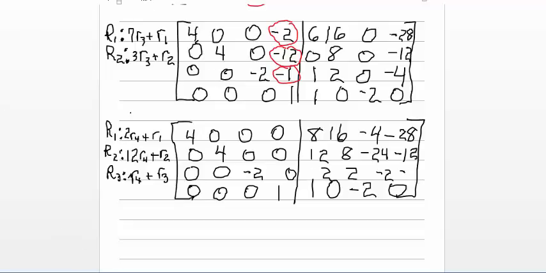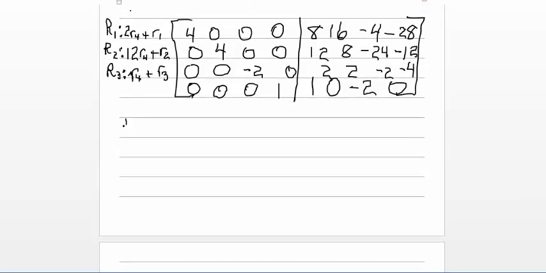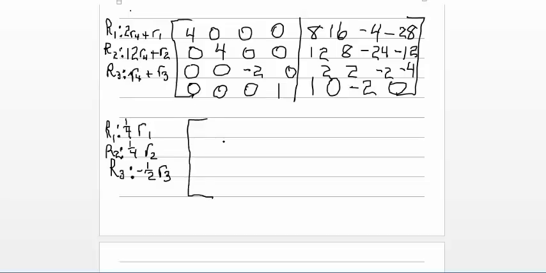All right, so now we have all of the zeros that we need. We always get the zeros first, and then finally we get the ones. That allows us to avoid fractions in our calculations. Fractions lend to errors, so we want to avoid them when possible.